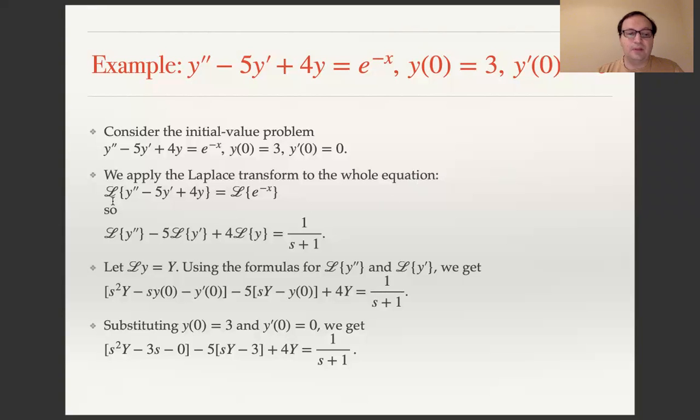Now if this equation had non-constant coefficients, or if this were a nonlinear equation, then it would be harder to proceed from here. But since this equation is linear and has constant coefficients, we can use the linearity of the Laplace transform itself, and then L of y double prime minus 5y prime plus 4y is the same as L of y double prime minus 5 L of y prime plus 4 L of y.